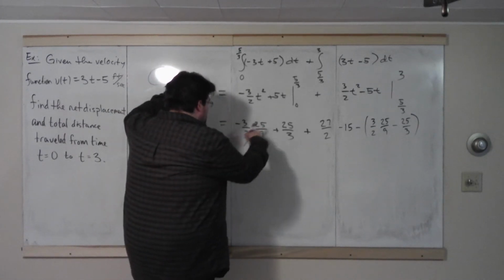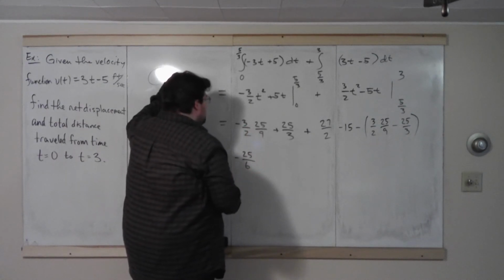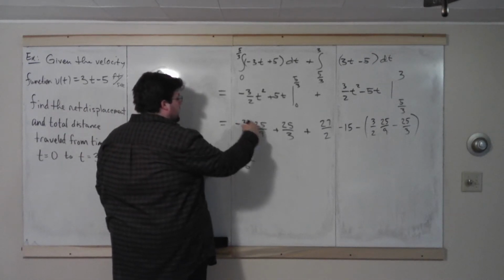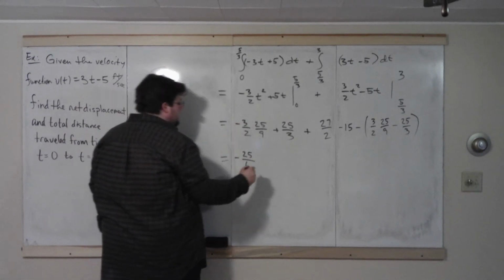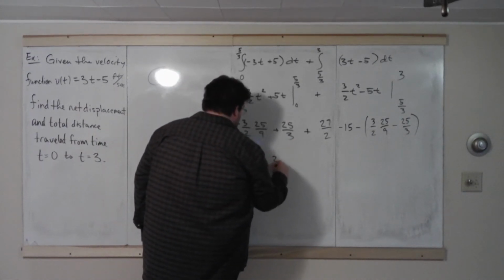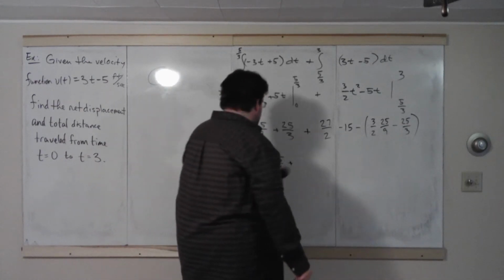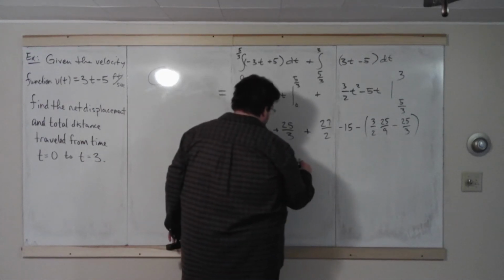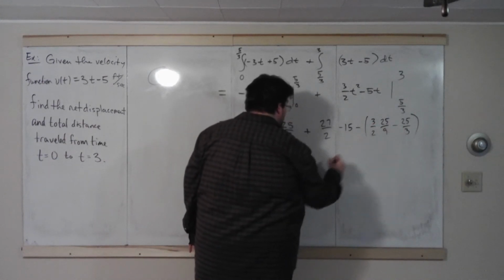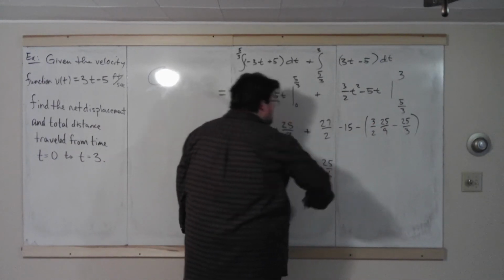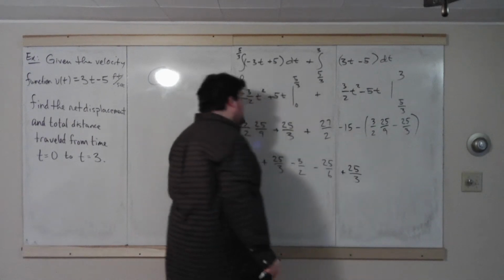Well, what does this turn into? Negative 25 over 6. Why? Well, 3 and 9 cancel a 3, that turns into a 3, so you have a 3 and a 2 down there, which makes a 6 and a negative 25. Plus, I'm going to leave 25 thirds alone. Plus, well, 27 halves minus 15 is negative 3 halves, so I'm just going to combine them now. Minus, well, there's that 25 sixths again. And plus 25 thirds.